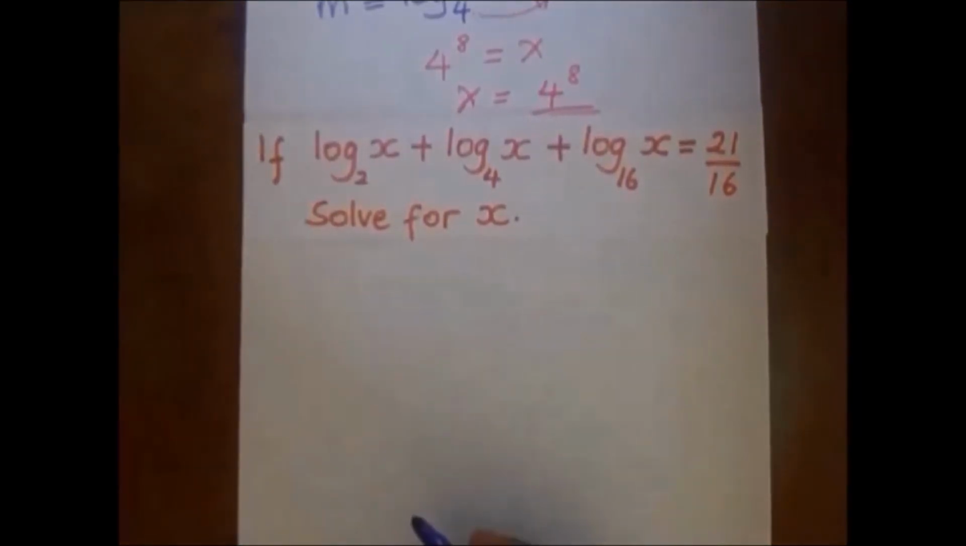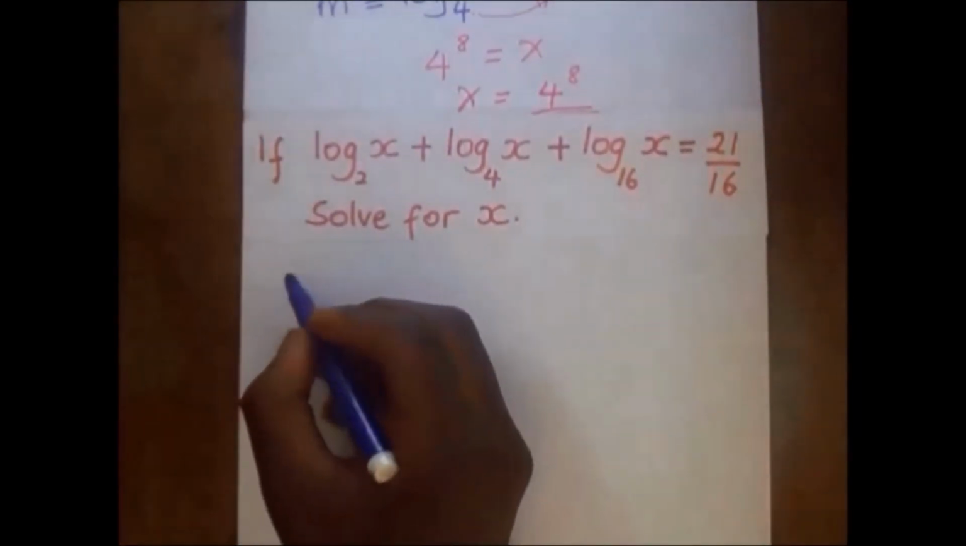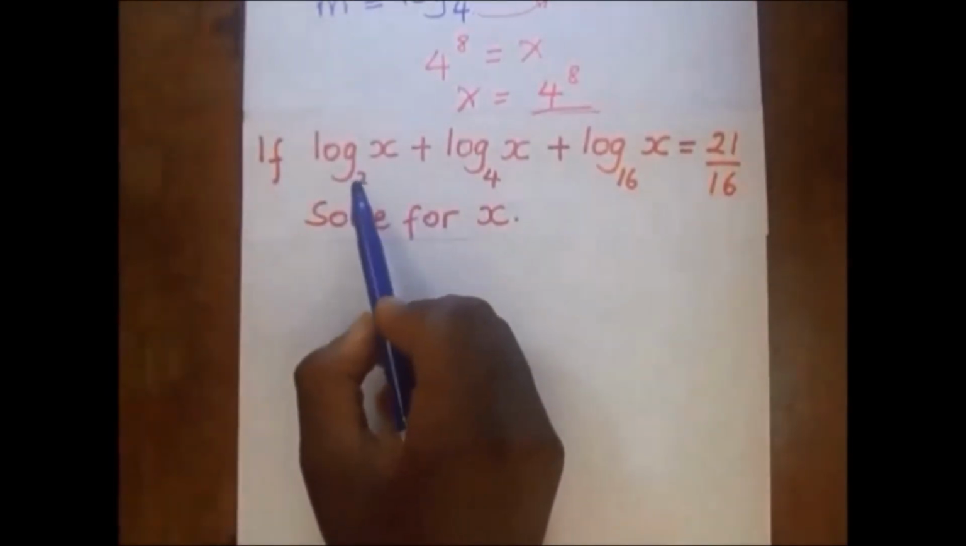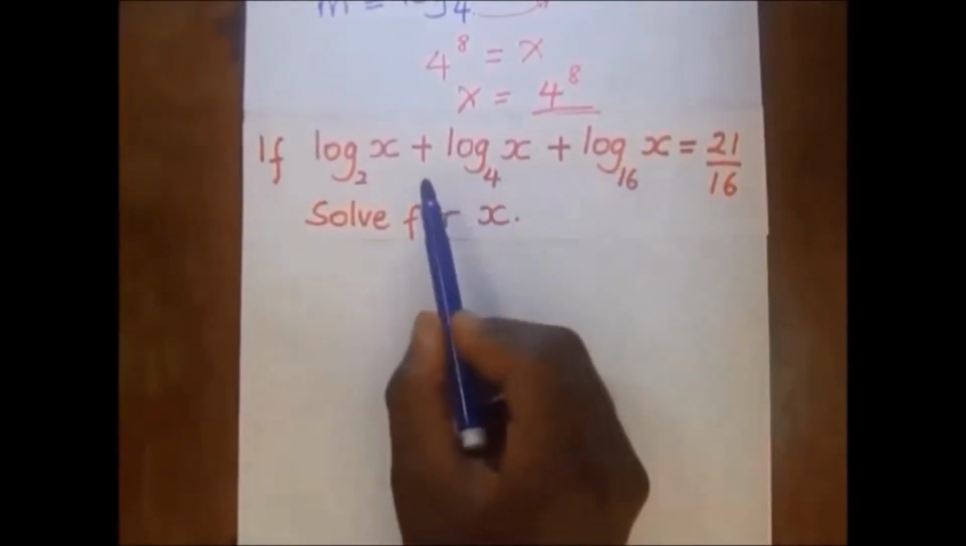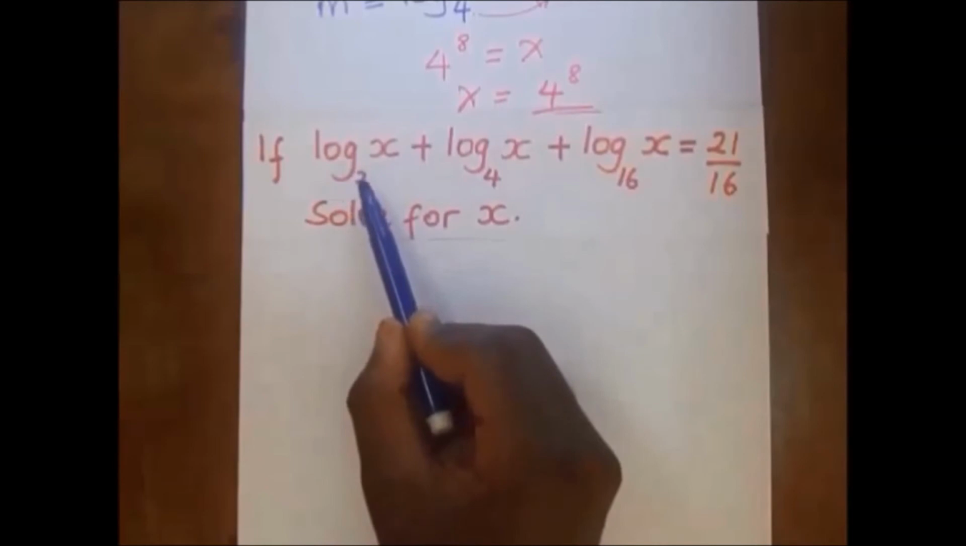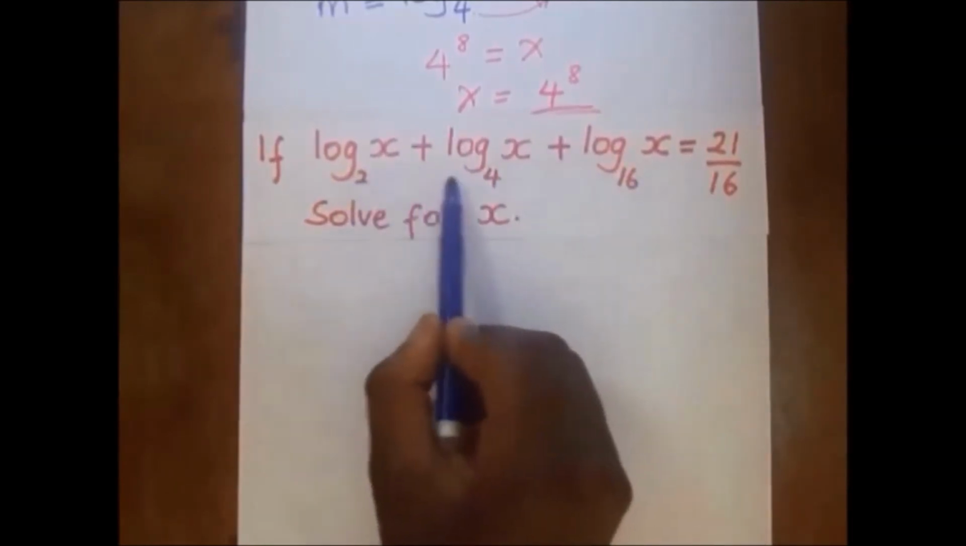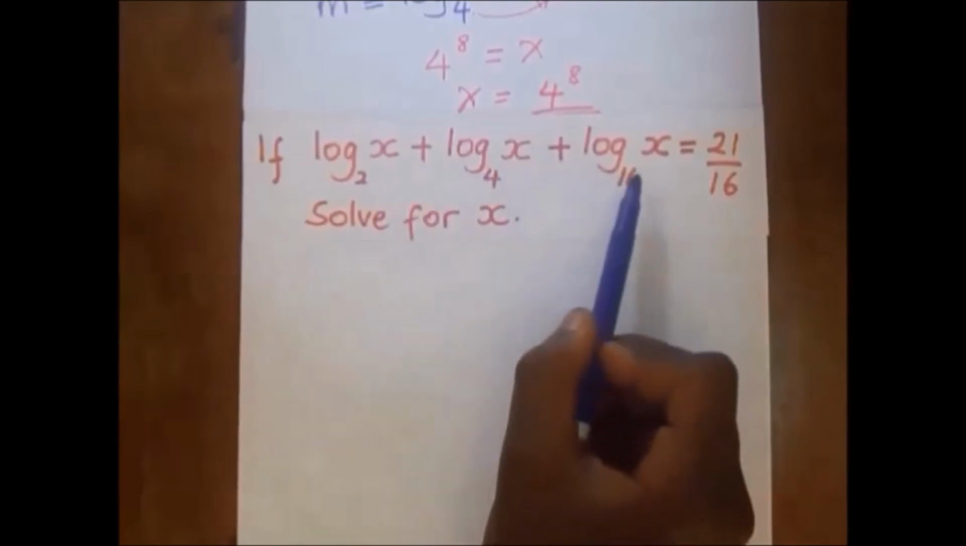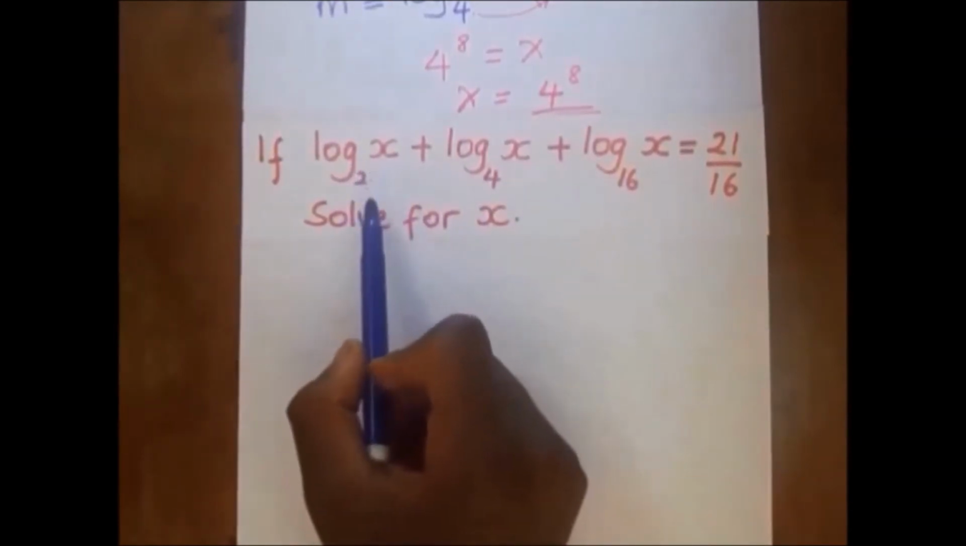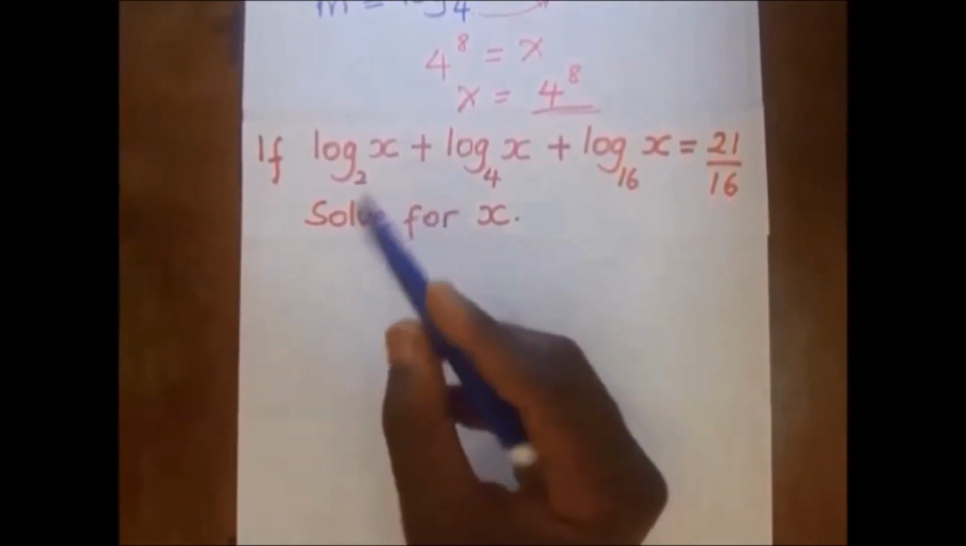So here we are going to convert everything to base 2, because this is a logarithm to base 2, this is a logarithm to base 4, this is a logarithm to base 16. So we convert all these logarithms to one base, preferably the lowest. So we are going to convert it to base 2 so that it becomes easier to deal with.